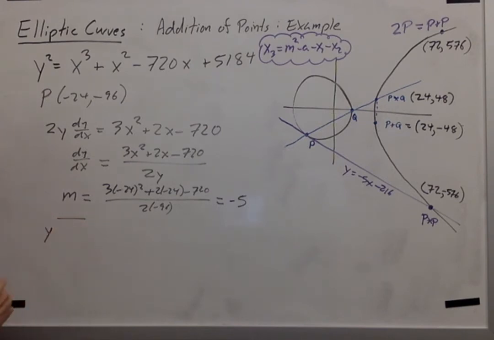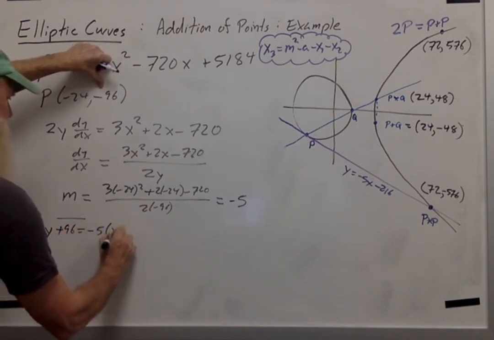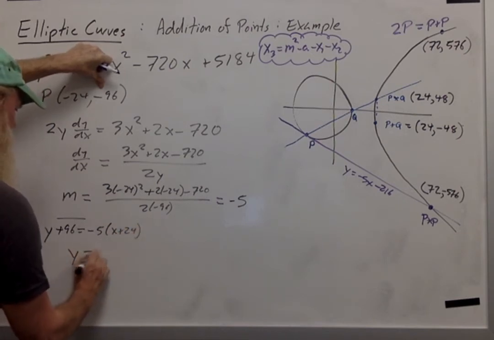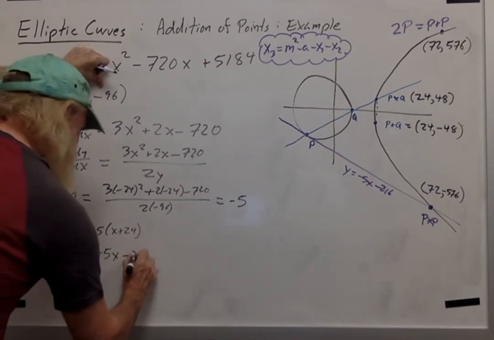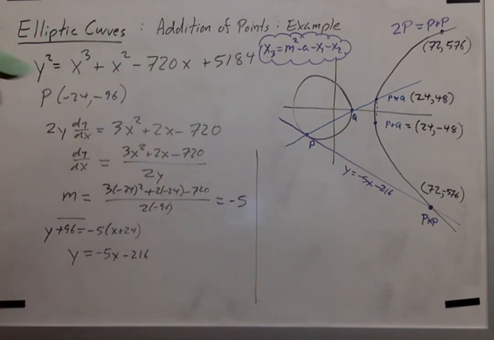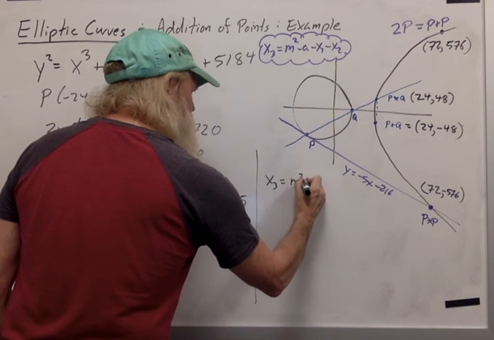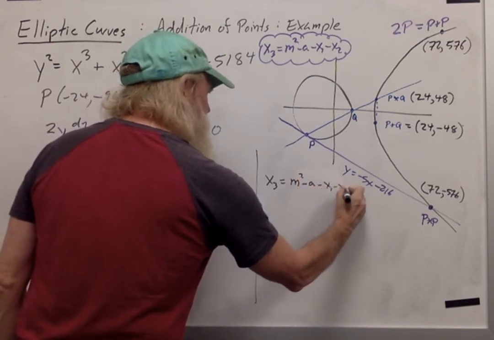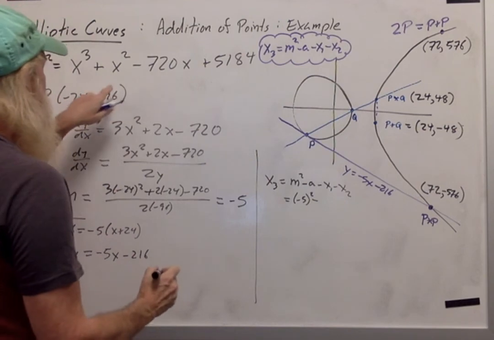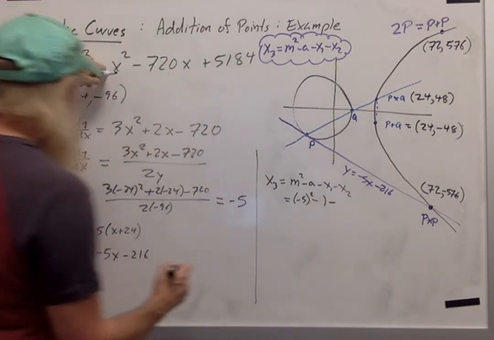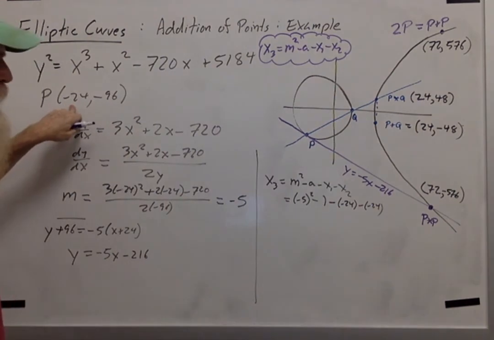I think it's probably better to go ahead and figure out the equation for the tangent line now. So I have y plus 96 equals negative 5 times (x plus 24). And simplifying as we did in the previous video, we get y equals negative 5x minus 216. Now let's figure out what x3 and y3 are. x3 is the slope squared minus a minus x1 minus x2. So that's negative 5 squared minus a, which is 1 right here, minus negative 24, minus another negative 24 because we're adding P to itself.